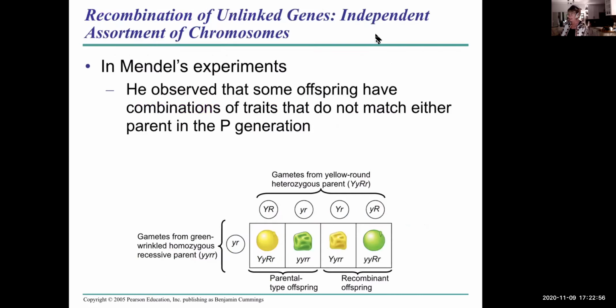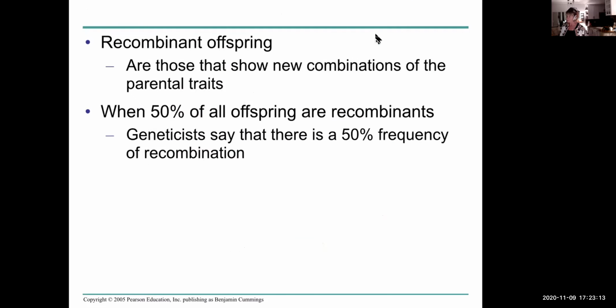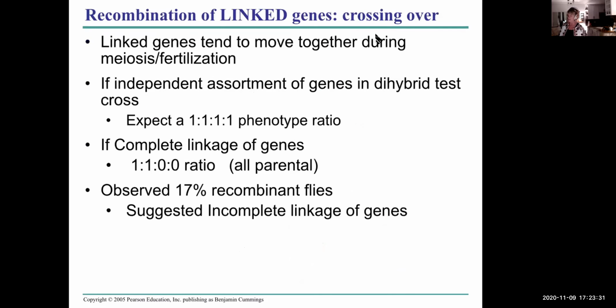So let's see what that looks like. In Mendel's experiments, he observed that some offspring have combinations of traits that don't match either parent in the parent generation, and they're called recombinants. A recombinant is anyone that shows new combinations of parental traits. And if 50% of all the offspring are recombinants, we say there's a 50% frequency of recombination.